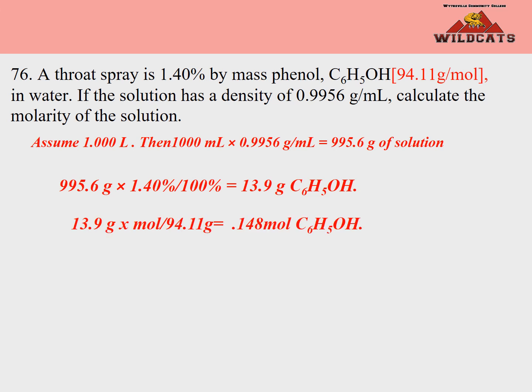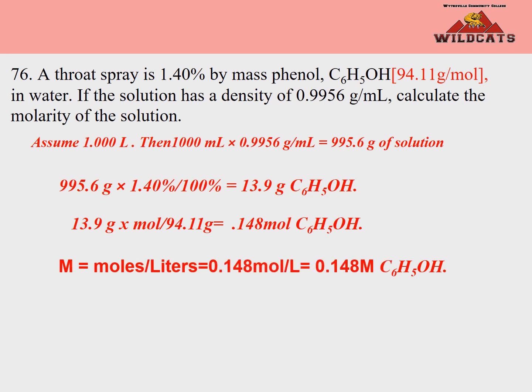Convert the grams of phenol to moles of phenol. And molarity is moles per liter. That's why we started out with 1 liter or 1,000 milliliters. And we end up with 0.148 molar C6H5OH or phenol.